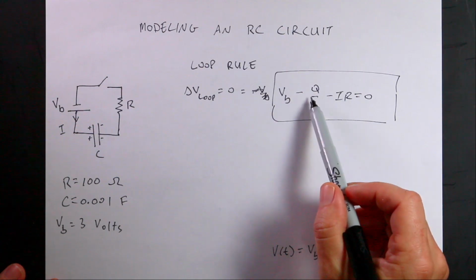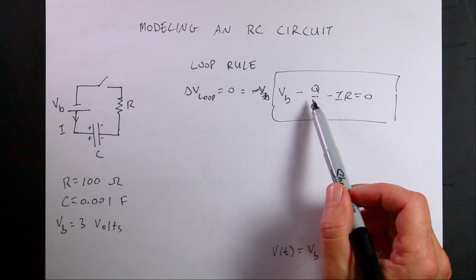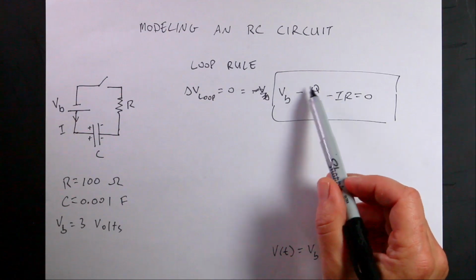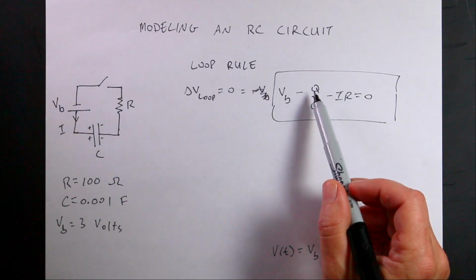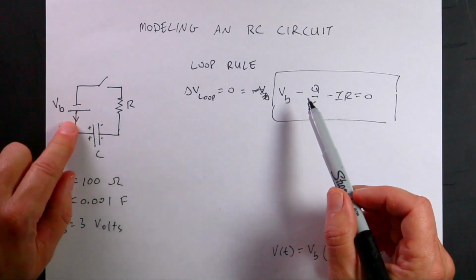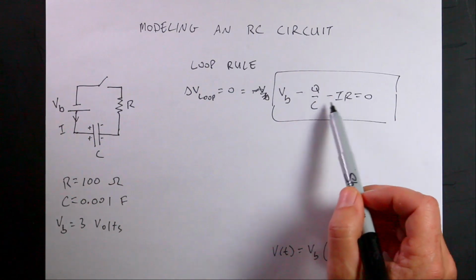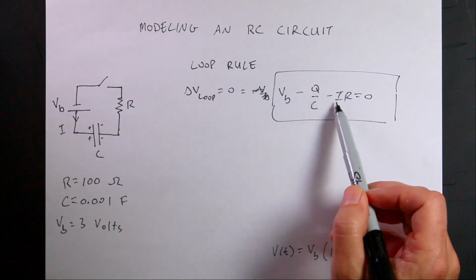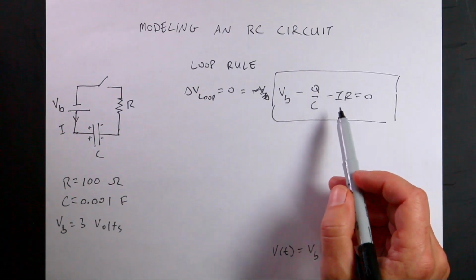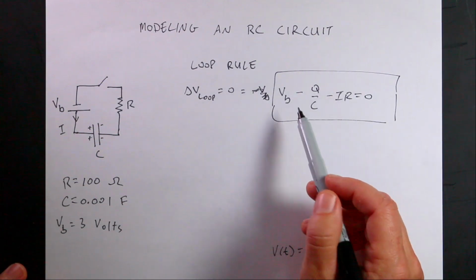Well, I don't know what I want to solve. Let's solve this for the current first, and then we can find the voltage. The charge is not constant, right? The charge changes on the plate. As time goes on, more charge builds up, so this value is going to get larger. And as this value gets larger, since VB is constant, I has to get smaller. So I also depends on t. We have two things that depend on t, and that makes it difficult.